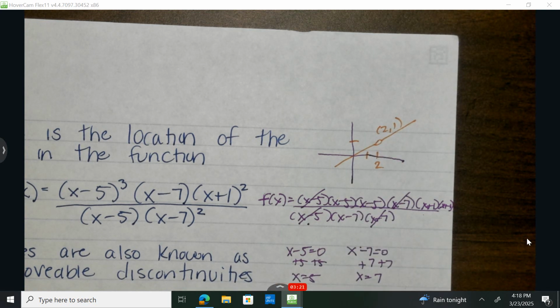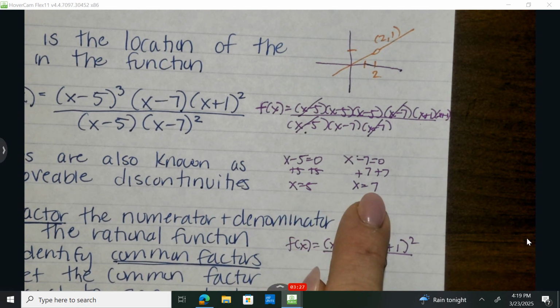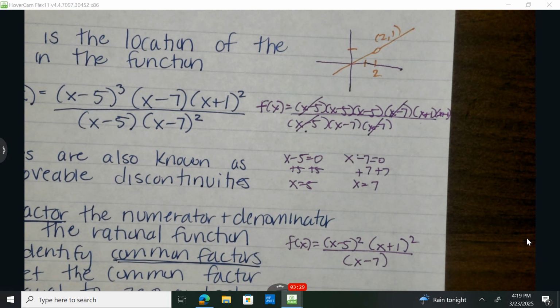Okay, so let's come back to what we have right now. Without doing any more examining, we believe that x equals 5 and x equals 7 could be potential holes.